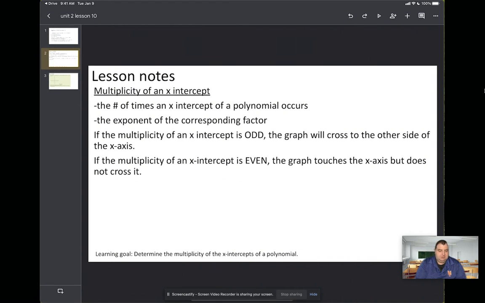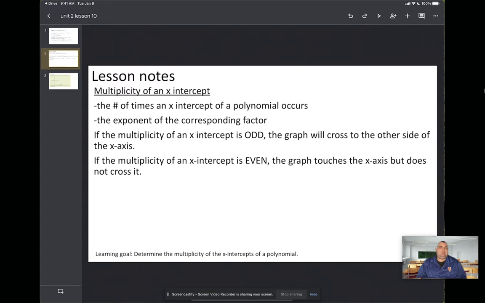And in this lesson, we're going to talk about something called the multiplicity of an X-intercept. The multiplicity is simply the number of times an X-intercept of a polynomial occurs. It's the exponent of the corresponding factors. So you might remember we've seen some polynomials in factored form that had exponents on the factors. That exponent tells you the multiplicity of the X-intercept.